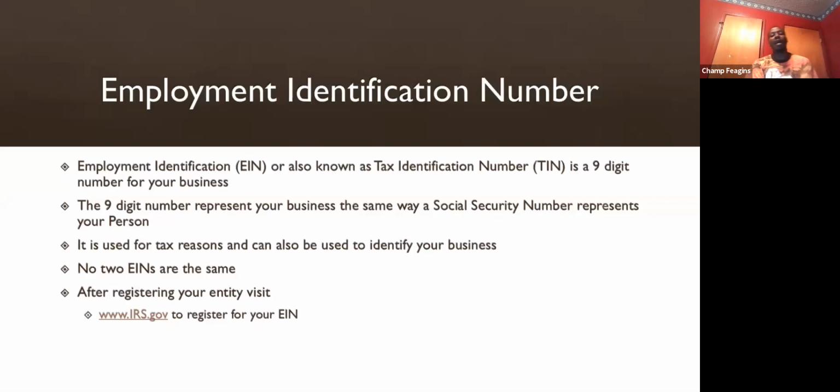Now, employment identification number. That is what is your EIN. Okay, it's also known as a tax identification number. That's what they say at the bank when I registered my business. It's a 9-digit number for your business. The 9-digit number represents your business the same way a social security number represents your person. Okay, it is used for tax reasons and also can be used to identify your business. No two EINs are the same.